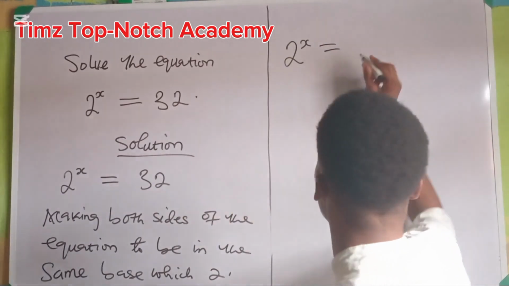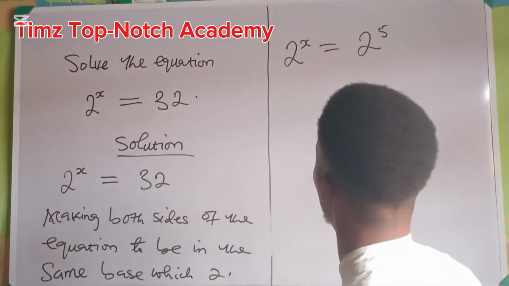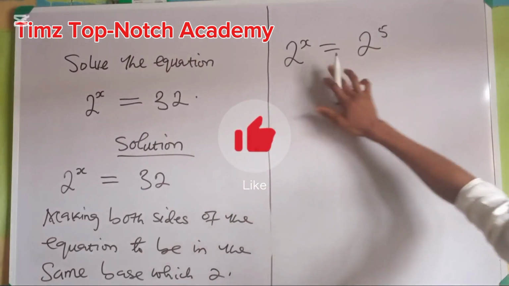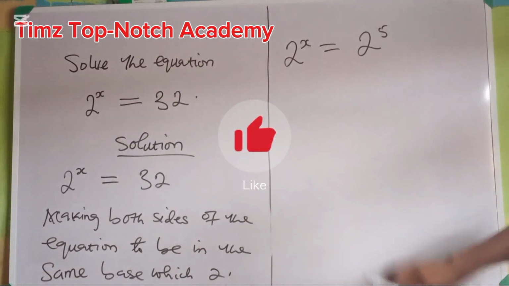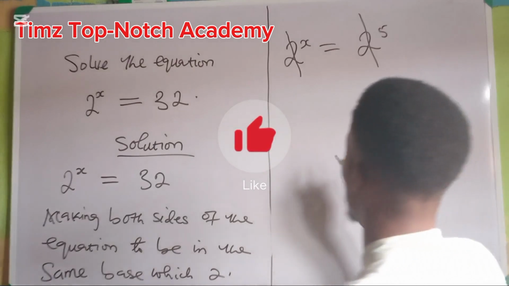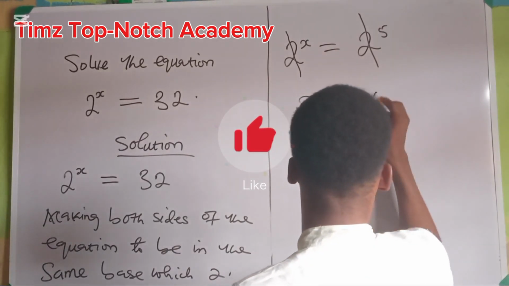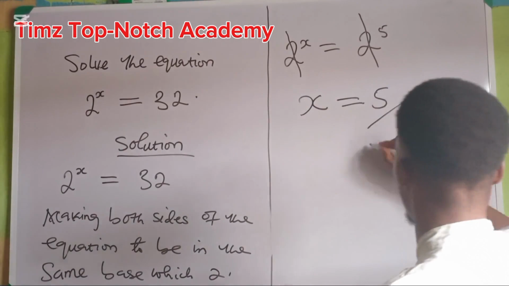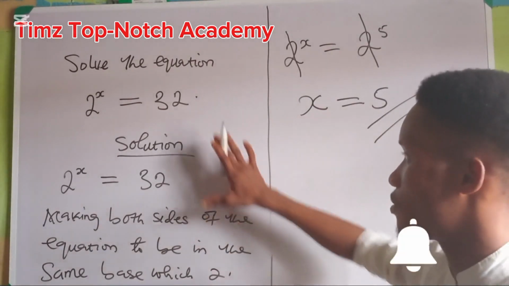We got it as 2 raised to power 5. So now you can see that they are already in the same base. So 2 now can go against 2. So if you do that now, you're going to have s is equal to 5, which is what we are looking for. That's how to solve this type of equation.